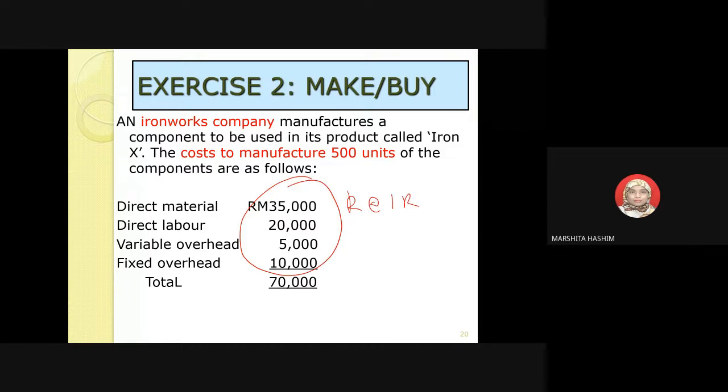Alright, so when you have make or buy questions, you will compare. If you have cost only, you will compare total cost if you make or if you produce, with total cost if you buy. Which one is lower, then that will be your decision. Let's say total cost to produce is lower than total cost if we purchase. Therefore, we should produce.